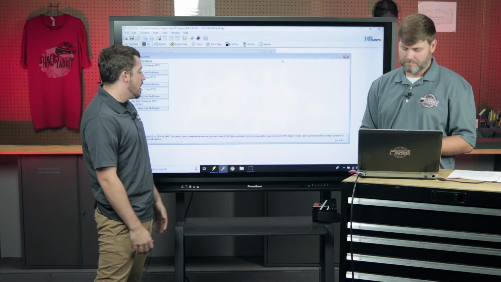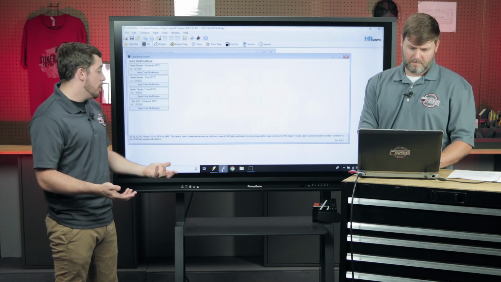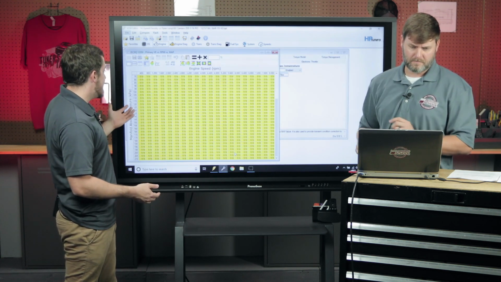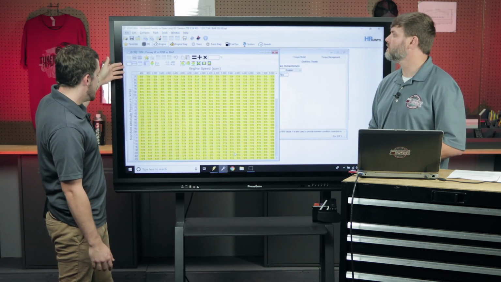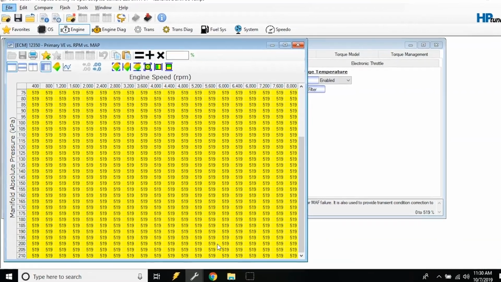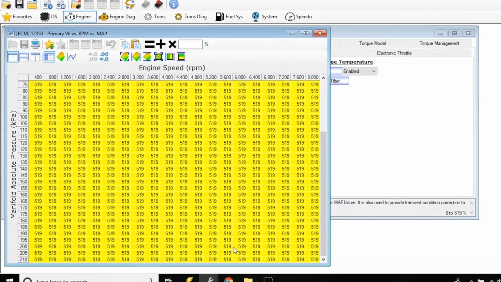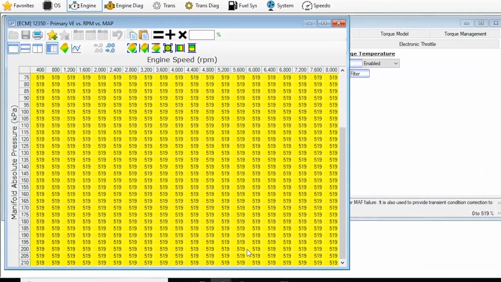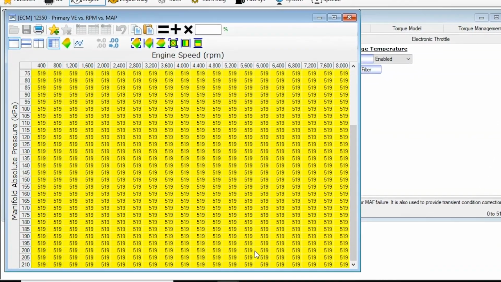And so an example of what one of these 2-bar OS upgrades looks like is this. So we have the same table, but now it goes all the way up to 210 kPa. And as you can see, when you do this upgrade, it's pretty difficult when you first start out, because the table's all 519 across the board. So it's a pretty difficult starting point, right?